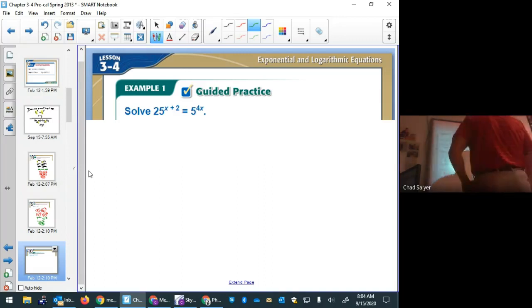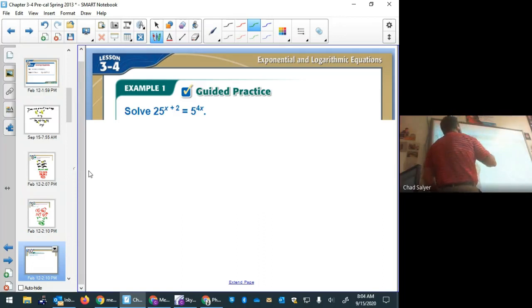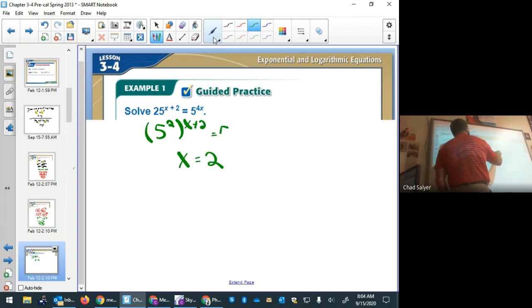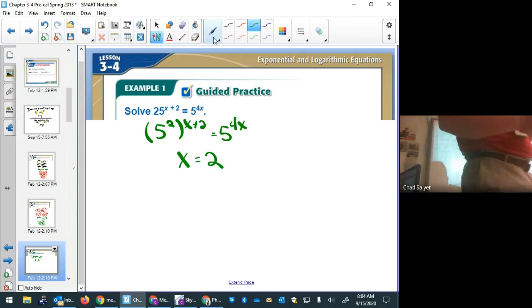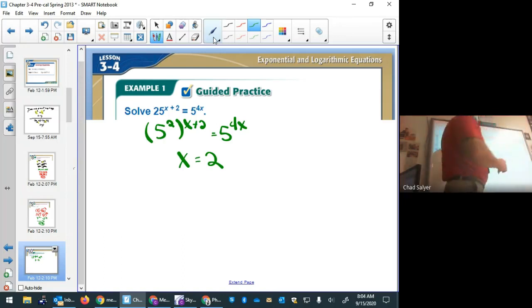All right, Riley, what's the answer to this one? X equals 2. Very good. So the key here is rewriting 25 as 5 squared. And then after that, you would take power of power and then use the one-to-one property. So it's pretty straightforward. This is the step, again, that would probably challenge people the most.